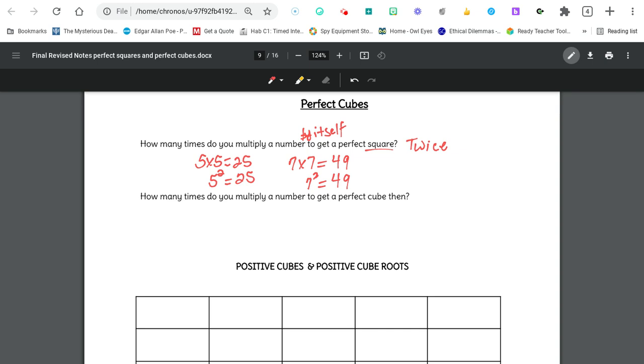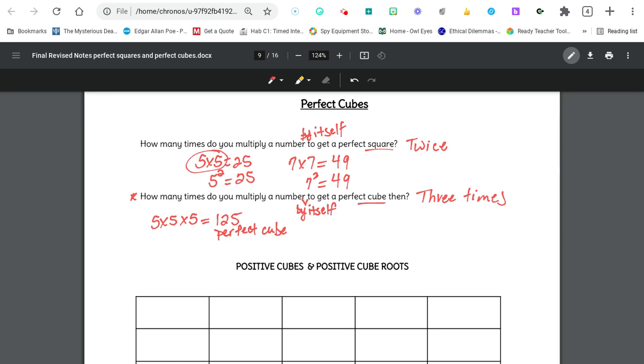Well, if you multiply a number by itself 2 times to get a perfect square, the next question becomes, how many times do we multiply a number by itself to get a perfect cube? And that would be 3 times, guys. So now we're going to move from talking about perfect squares to perfect cubes. Instead of 5 times 5, I'm going to do 5 times 5 times 5, 3 times, and it's going to produce a perfect cube. 125 is known as a perfect cube.